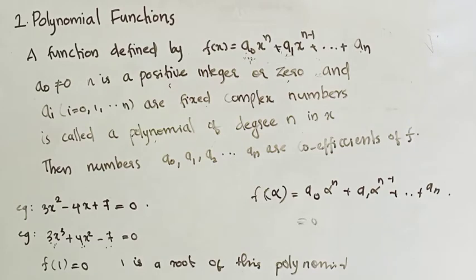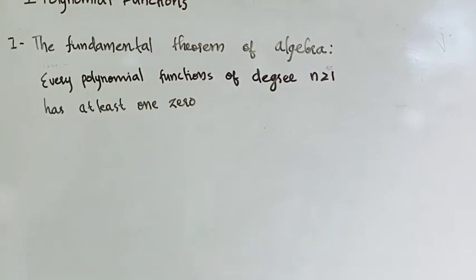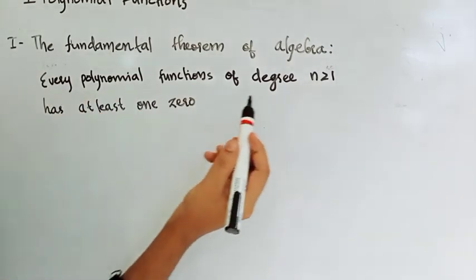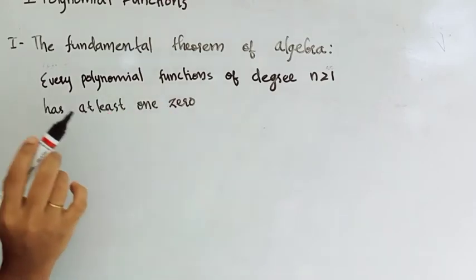Now let us discuss two theorems of this section. We will have to discuss many theorems in this chapter, so let us number them. This is the first theorem. The first theorem, the fundamental theorem of algebra. This theorem is saying that every polynomial function of degree n greater than or equal to 1 has at least one zero.